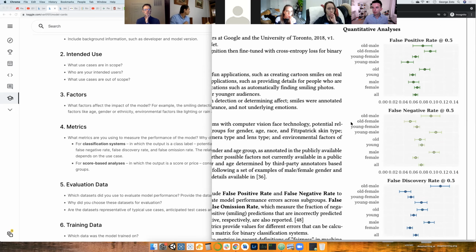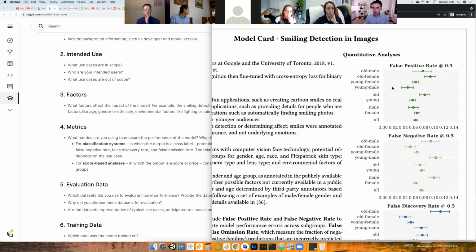So just to give you an example here of some metrics, you see that we have, in this case, false positive rate of the entire population, just female, male, old, young, and then combination of them by age and by gender.